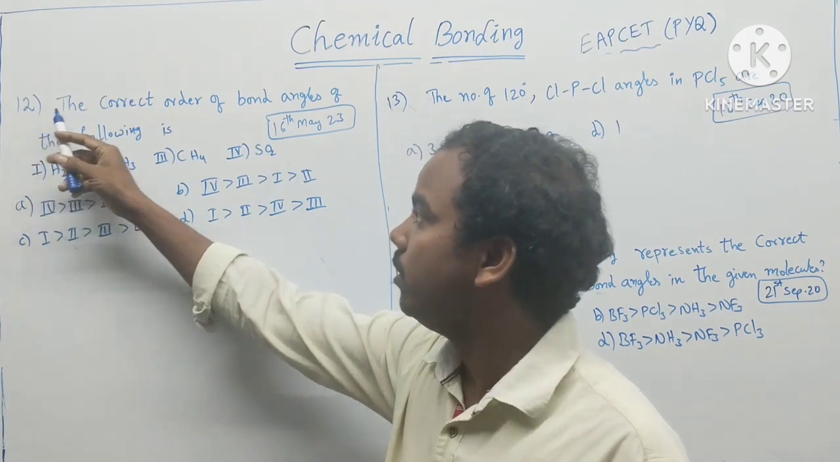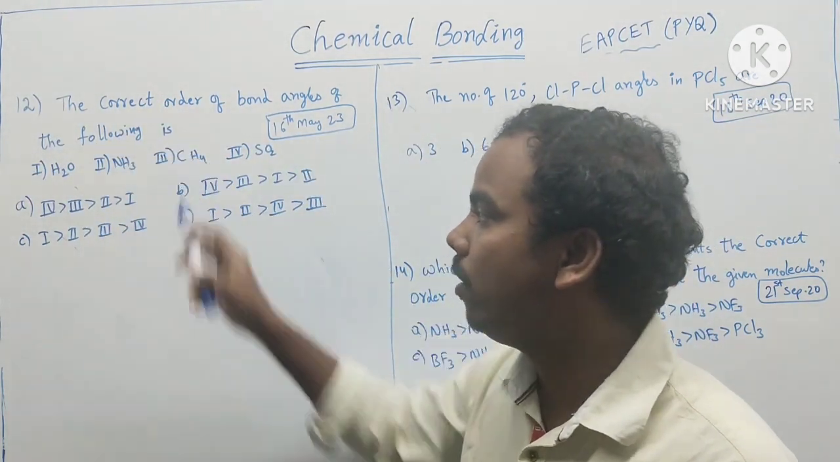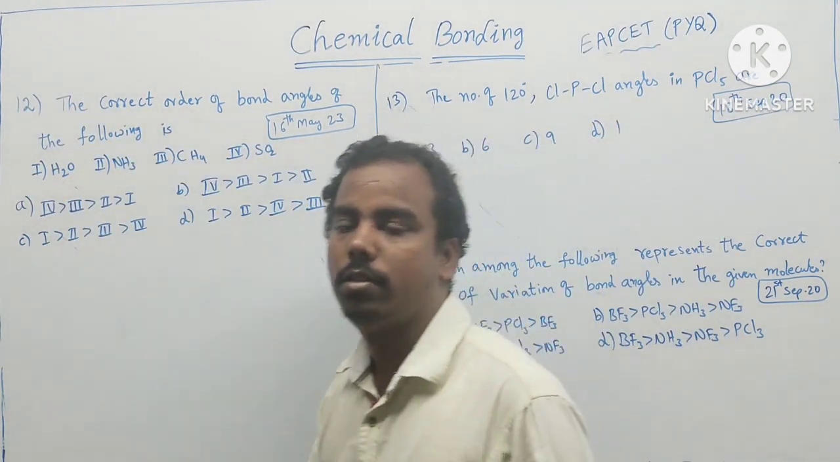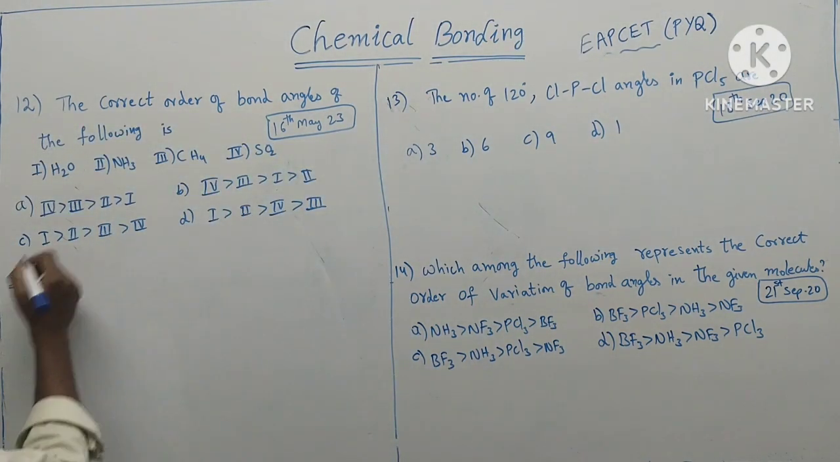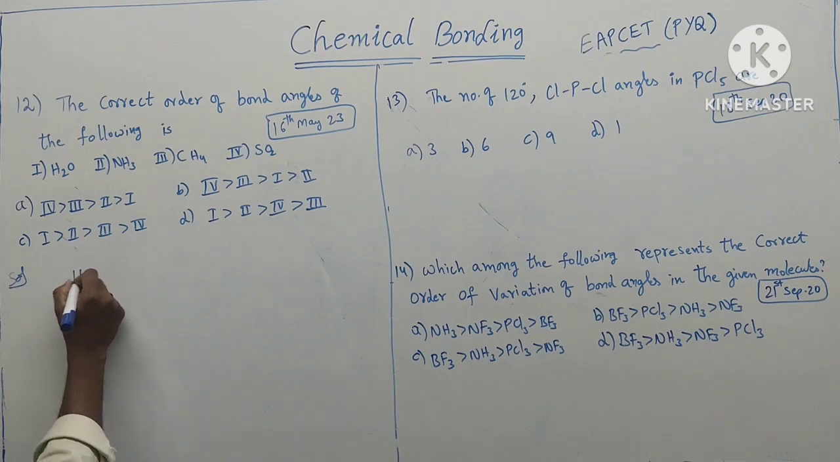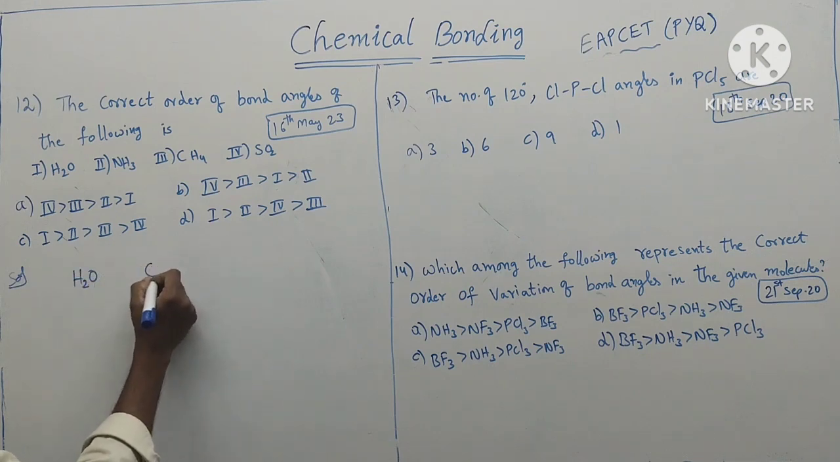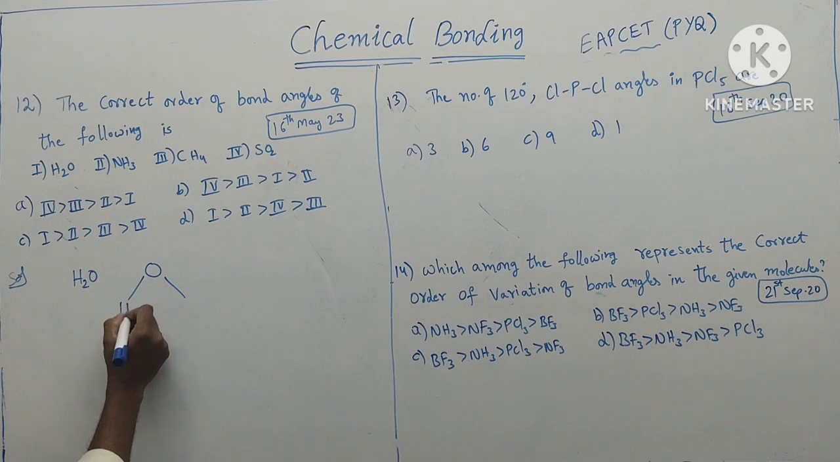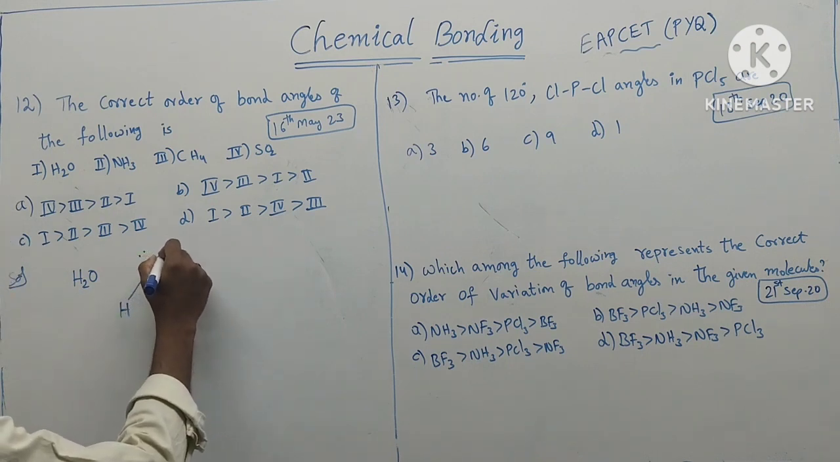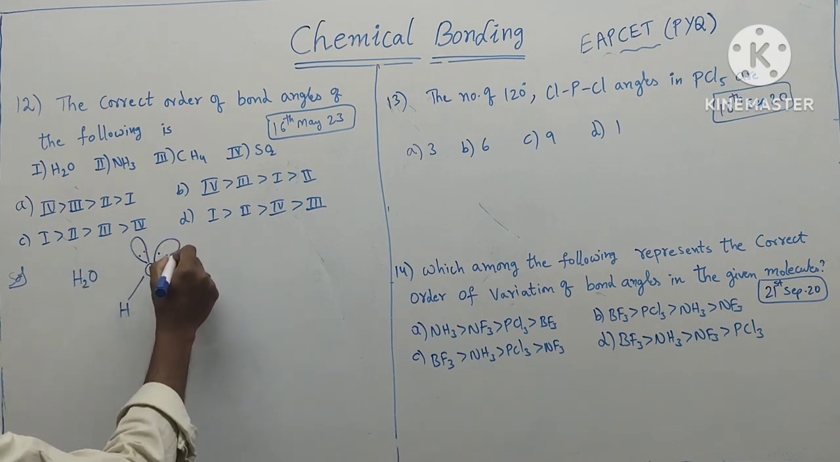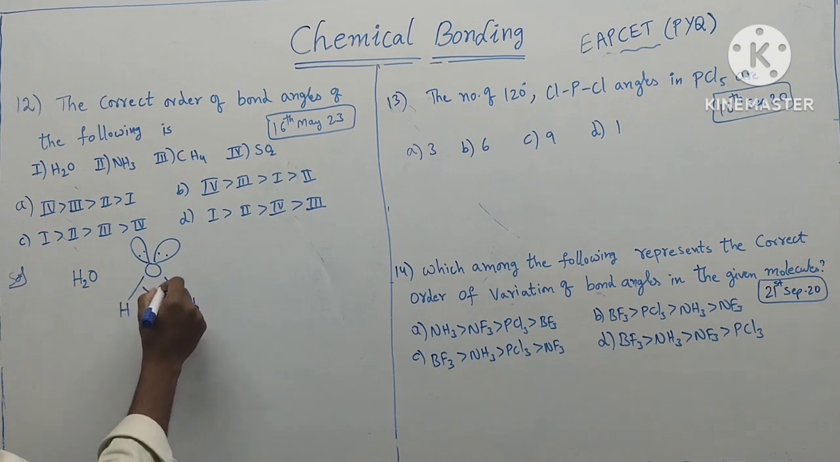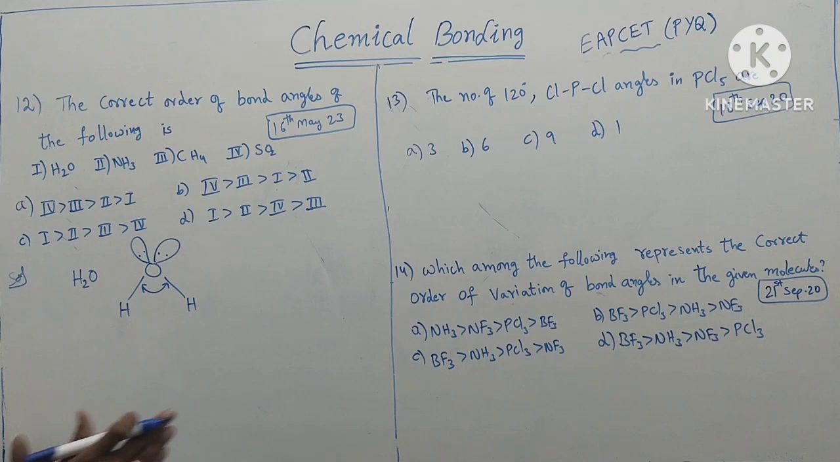Next question. The correct order of bond angles of the following is. Bond angles are very easy to find out. First, H2O has an angular structure. The hybridization is sp3, and the central atom has 2 lone pairs. So what is the angle? If the hybridization is sp3, the bond angle is 109 degrees 28 minutes.